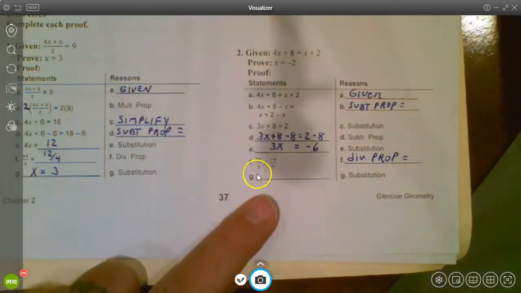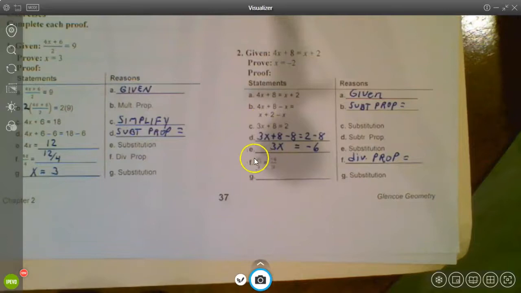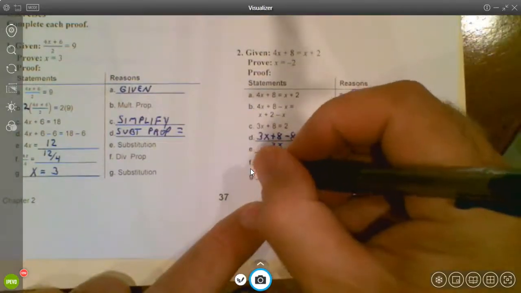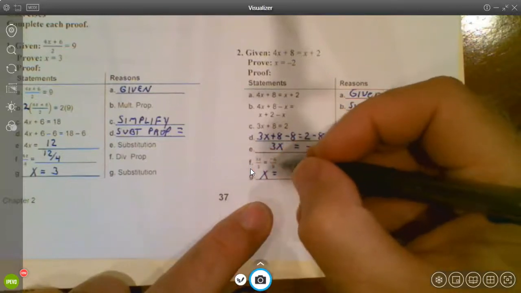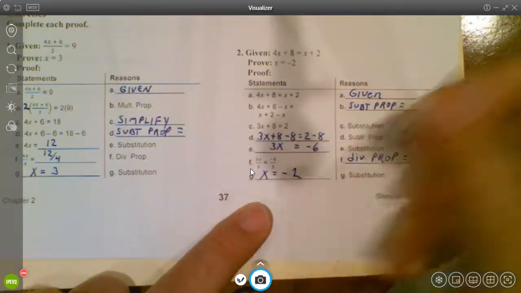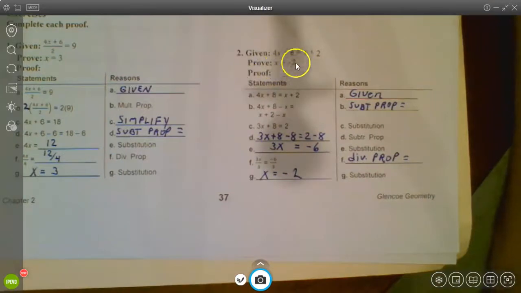And final step, we are simplifying. So from here, if we just do a little cleanup on the math, my 3's would cancel. I get x equals, and we know that negative 6 divided by 3 is negative 2. And voila, that's what we were trying to prove. And that's how that guy would go. So let me jump to the next page for you.